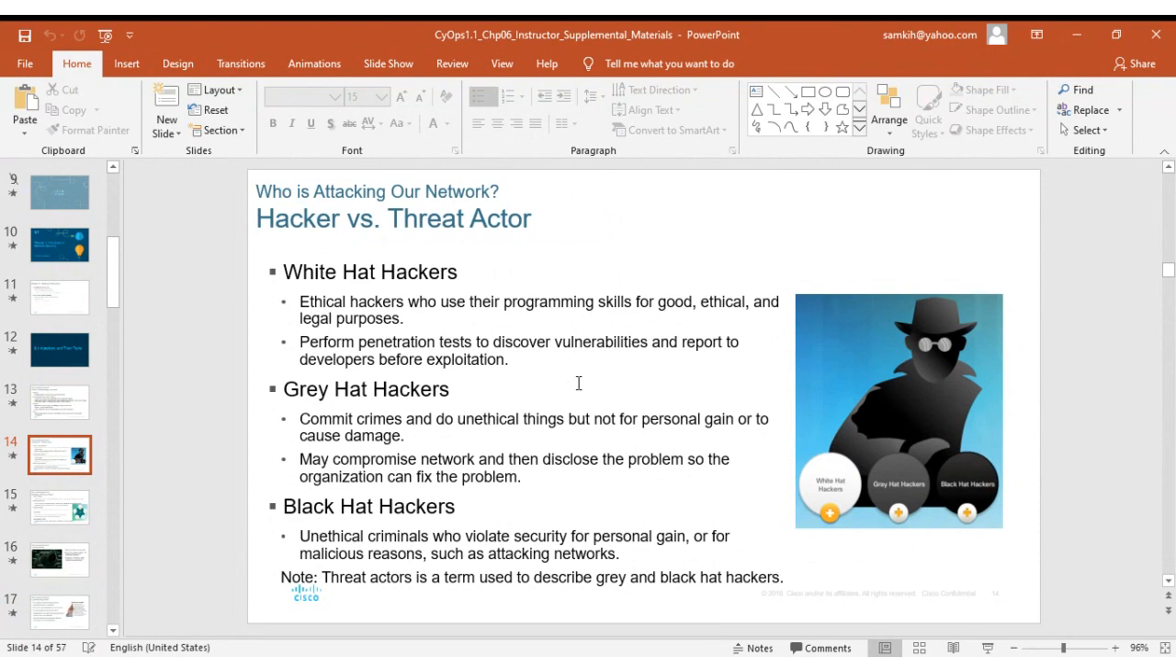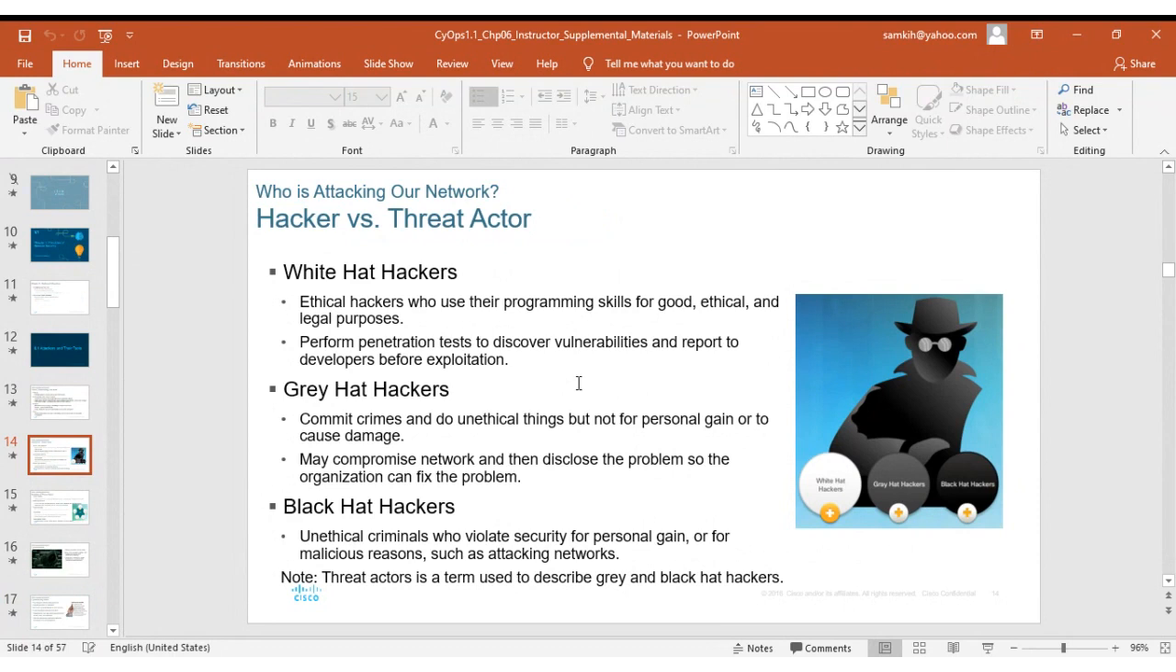These guys test whether there are issues in their networks or not. So we normally call them white hat hackers. They perform penetration tests to discover vulnerabilities and report to developers before exploitation. So the guys who test whether there are issues in their network, we normally call them white hat hackers.